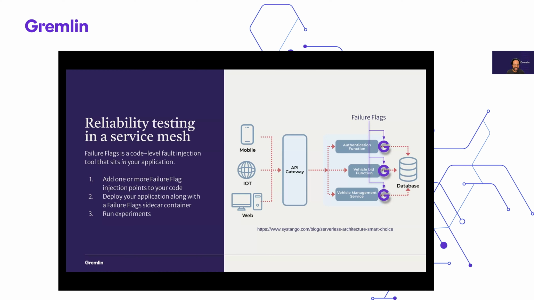Essentially, the way it works is you add one or more failure flag entry points into your code. You deploy your application. Those failure flags appear up in Gremlin in the web application. So then you can use that to run experiments and fine tune it however you'd like.